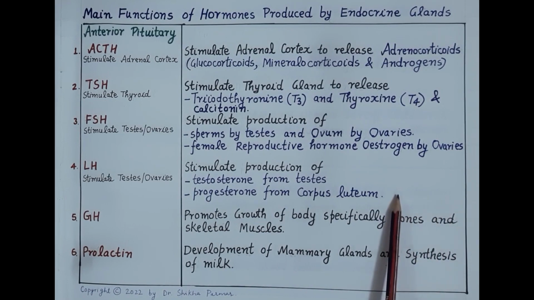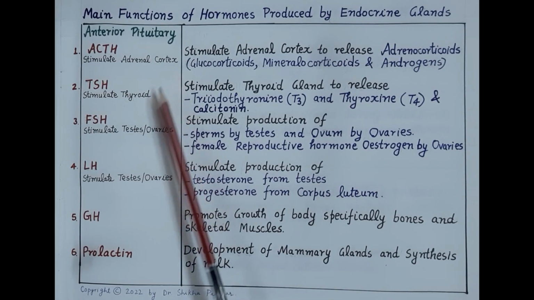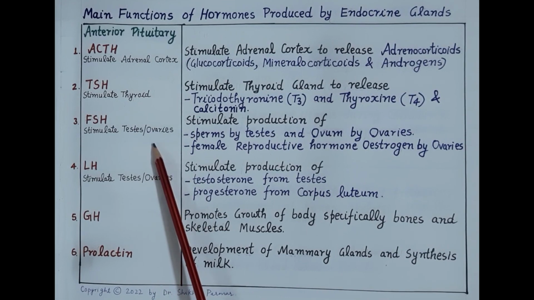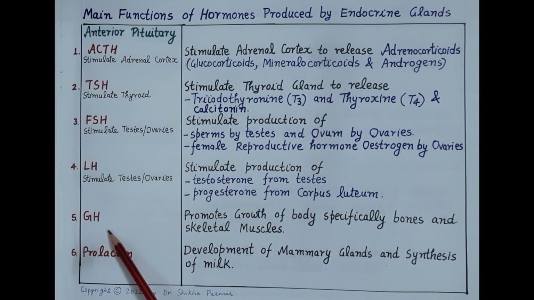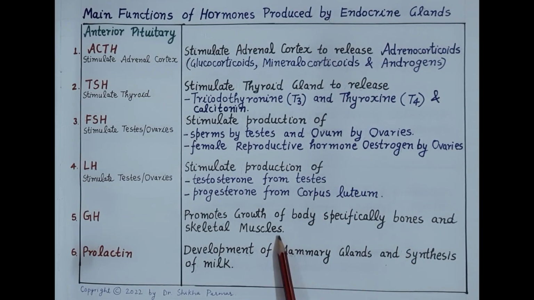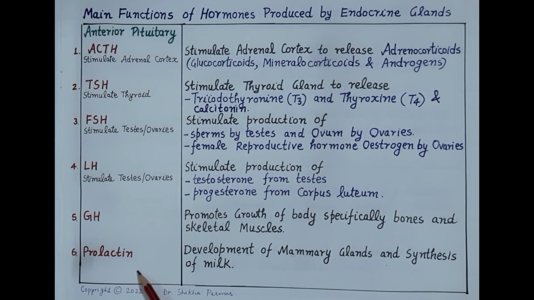Now, since the anterior pituitary regulates the functioning of the adrenal cortex, thyroid gland, and then ovaries and testes, it is termed the master gland. Now, another hormone produced by the anterior pituitary is the growth hormone. Growth hormone is responsible for inducing the growth of the entire body, but specifically it promotes the growth of bones and the skeletal muscles.